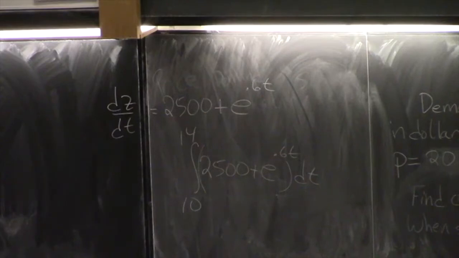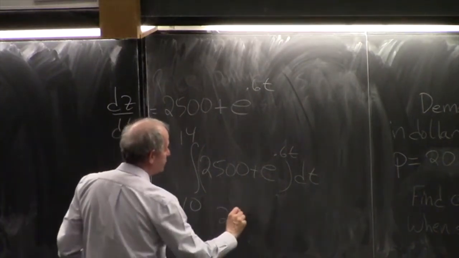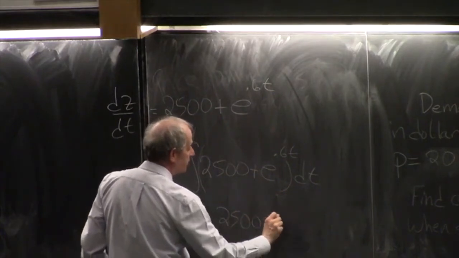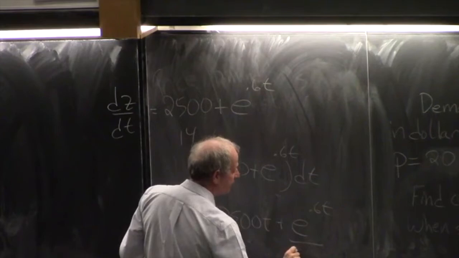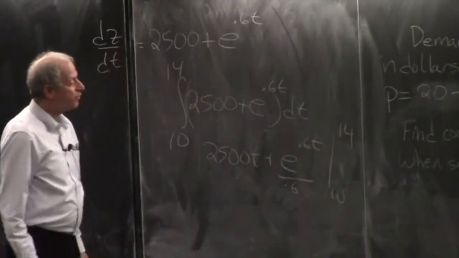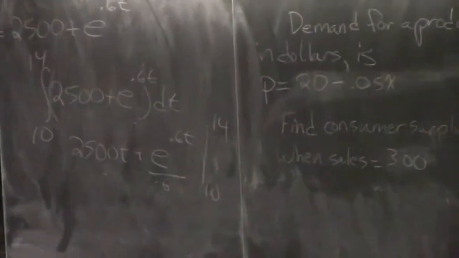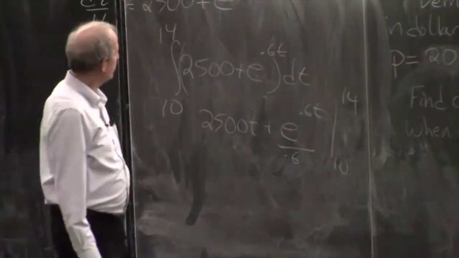Oh, apparently not Chris. All right, so this is an easy integral, right? This is 2500t plus e to the 0.6t over 0.6, from 10 to 14. And that's messy. Yes? Where did I get the what?